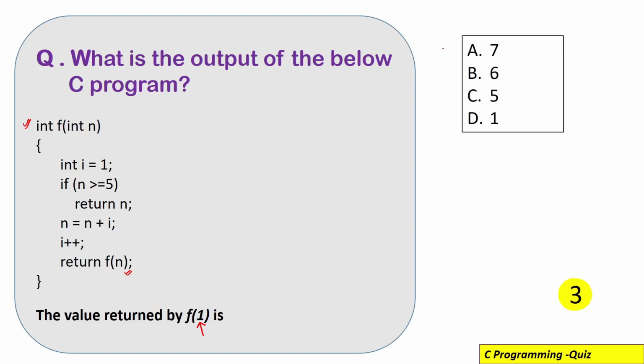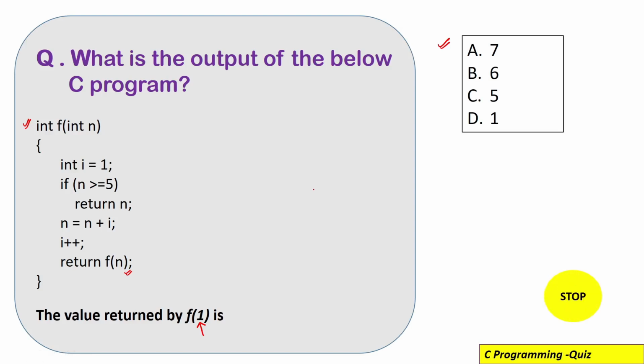So you have to tell the correct option out of these given 4 options: 7, 6, 5, 1. Which is the correct answer? I will run the timer and you can pause the video. You can read this question and find the answer first by yourself, and after that, we will see what the correct answer is.